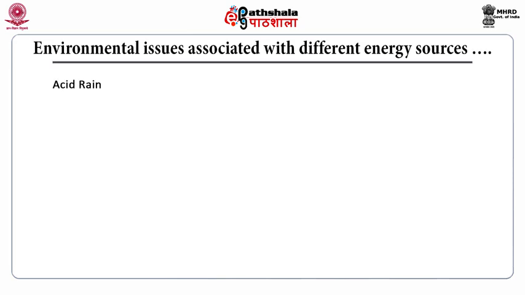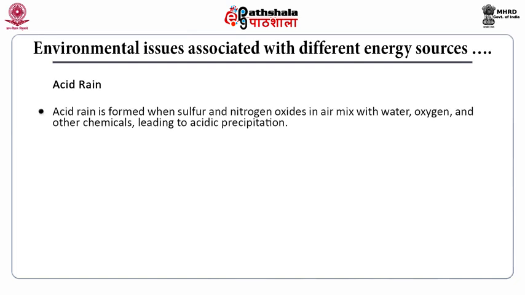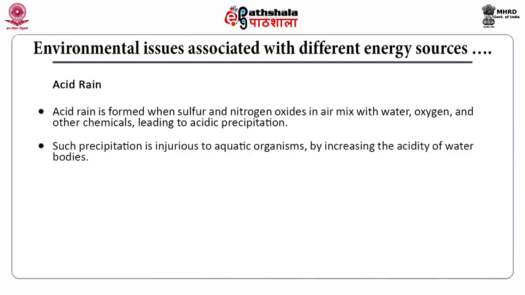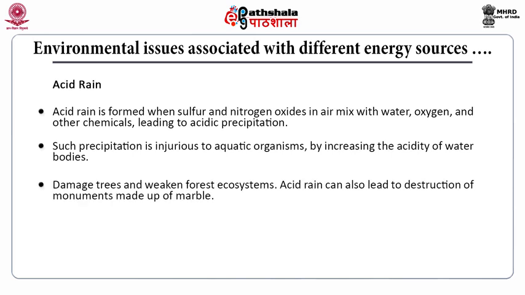Another issue related with energy consumption is acid rain. Acid rain is formed when sulfur and nitrogen oxides in air mix with water, oxygen and other chemicals, leading to acidic precipitation. Another feature of acid rain is it need not affect the polluted area but can be transported over long distances. Such precipitation is injurious to aquatic organisms by increasing the acidity of the water body. It can also damage trees and weaken the forest ecosystem. The acid rain can also lead to destruction of monuments, especially those made of marble.